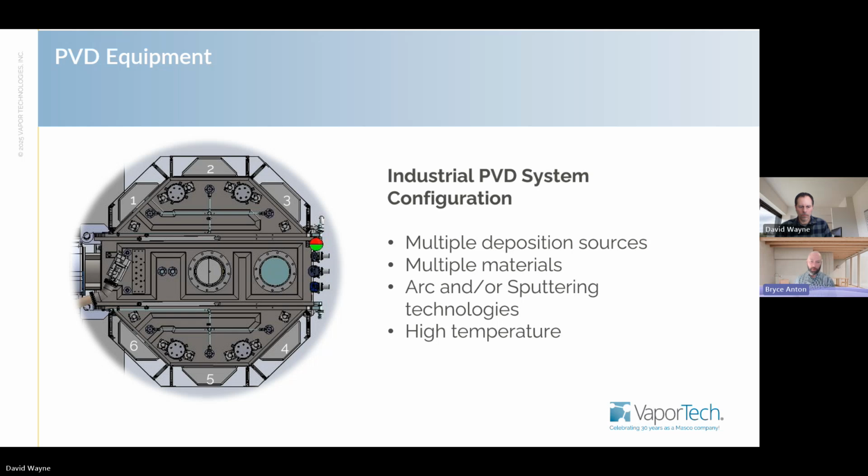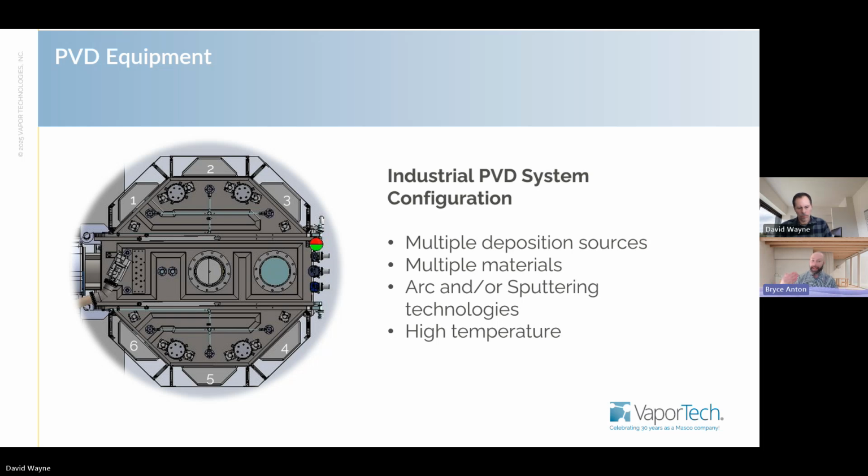And this is a top-down view of what that looks like. It's an octagonal shaped system with 2 clamshell doors that open on the sides, and there's 6 wall-mounted sources on the outside. Those sources can be any type of deposition source. They could be cathodic arc sources, they could be sputtering sources, you name it. That gives you the flexibility to do multiple materials, multiple coating technologies.